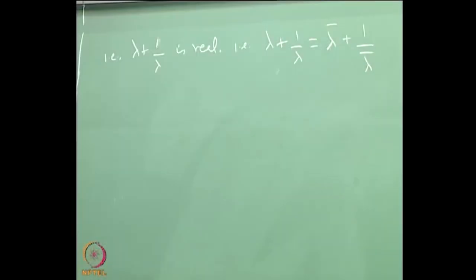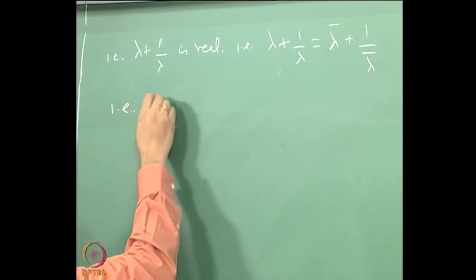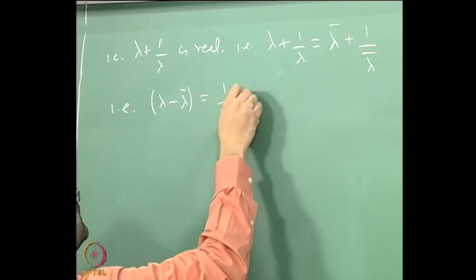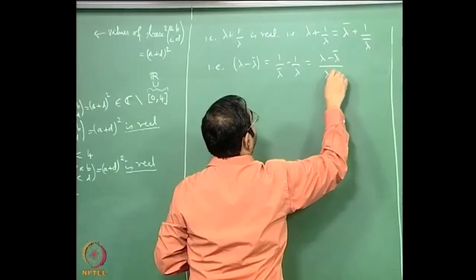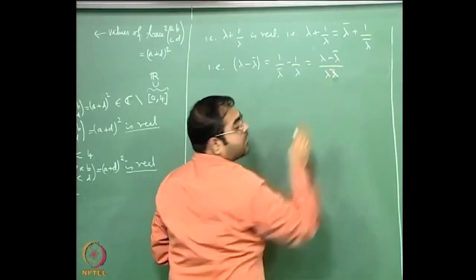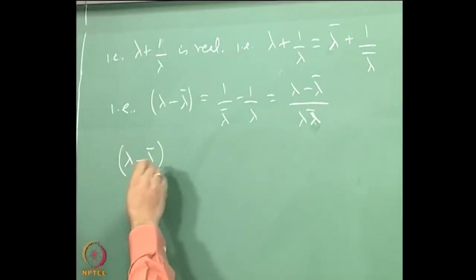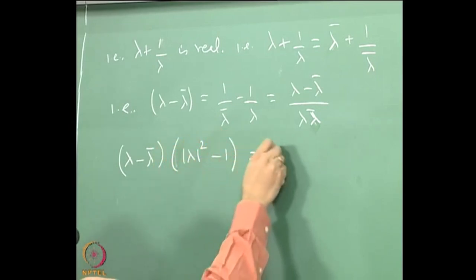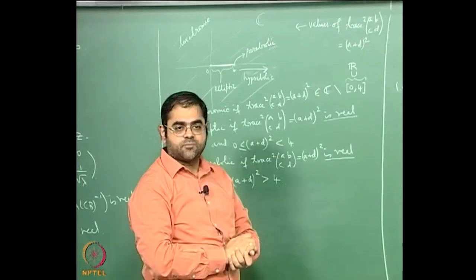You know, a complex number is real if and only if it is equal to its conjugate, and then I can collect terms. I will get lambda minus lambda bar is equal to 1 by lambda bar minus 1 by lambda, which is again lambda minus lambda bar by lambda lambda bar. And you know, lambda lambda bar is just mod lambda the whole squared. If I cross multiply, I will get lambda minus lambda bar into mod lambda the whole squared minus 1 is equal to 0. I will get this condition, okay.